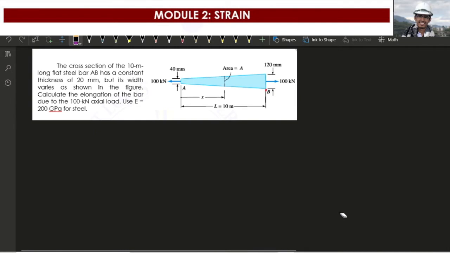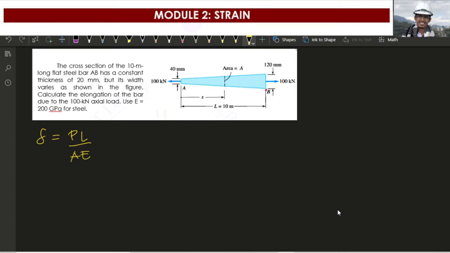So, the cross-section of the 10-meter long flat steel bar AB has a constant thickness of 20 mm, but its width varies as shown in the figure. So, calculate the elongation of the bar due to 100 kN axial load. Use E is equal to 200 gigapascal for steel. Okay? So, sabi natin, elongation is equal to force times the length over area times the Young's modulus, E.